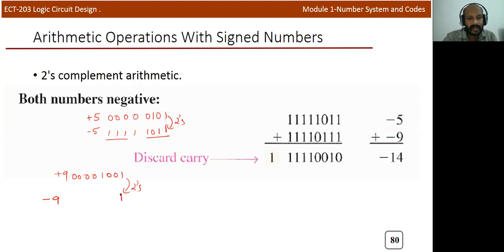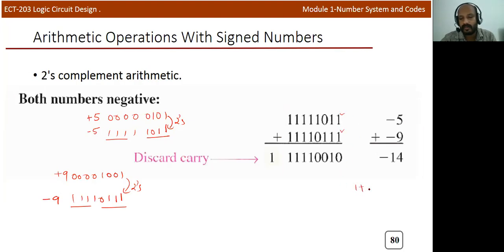So we'll start from the extreme right. The first bit is 1, so we'll write it like this, and after this we'll complement: 1 1 1 1. So we'll get the 2's complement representation of -9. So we'll get these two values, and now we can add these two numbers.